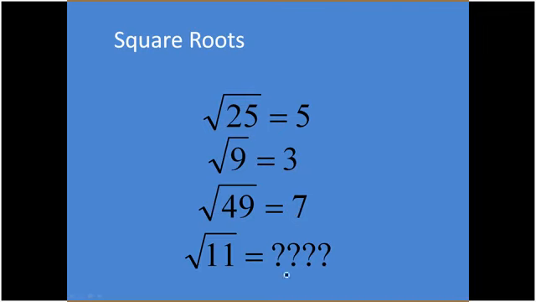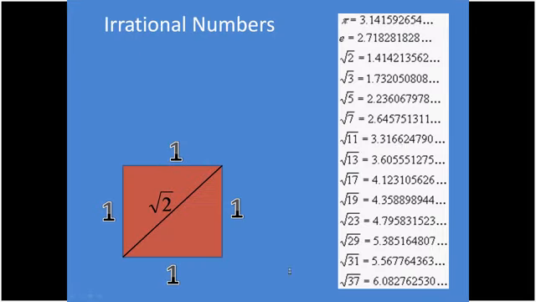What's the square root of 11? What times itself would be 11? 3 times 3 is 9. 4 times 4 is 16. It's got to be somewhere between 3 and 4. It's going to turn out that it is an irrational number.